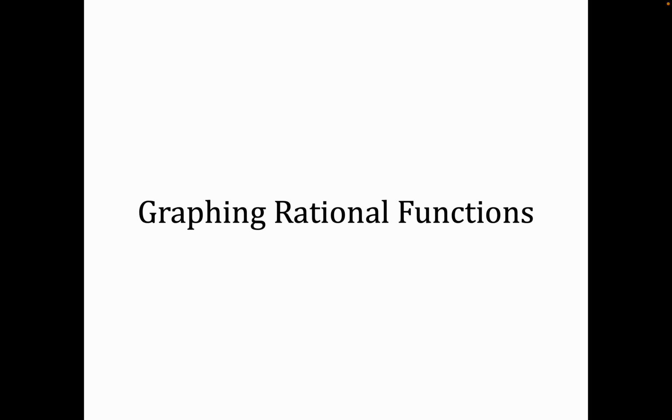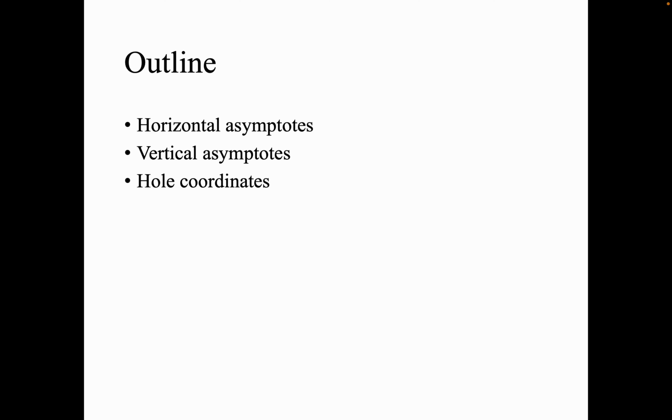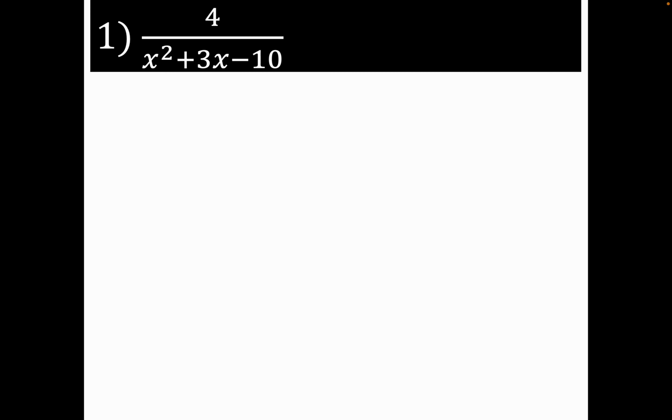Hello, in today's video, I'll be showing you how to graph rational functions. The first part is the horizontal asymptotes, vertical asymptotes, and the hole coordinates. These are the three things that we are looking for to solve our problems.